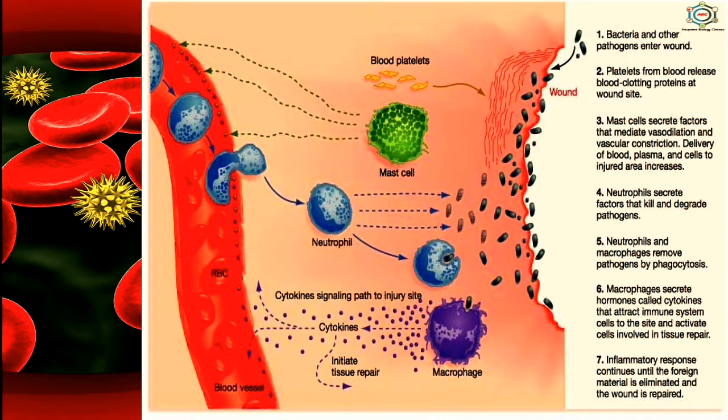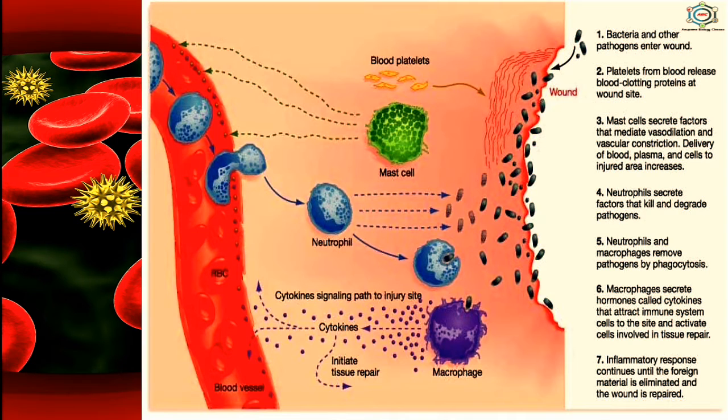So in the process of inflammatory reaction, first the bacteria and other pathogens enter the wound. Platelets from blood release blood clotting protein at the wound site. Then mast cells secrete factors that mediate vasodilation and vascular constriction. Delivery of blood plasma and cells to the injured area increases.